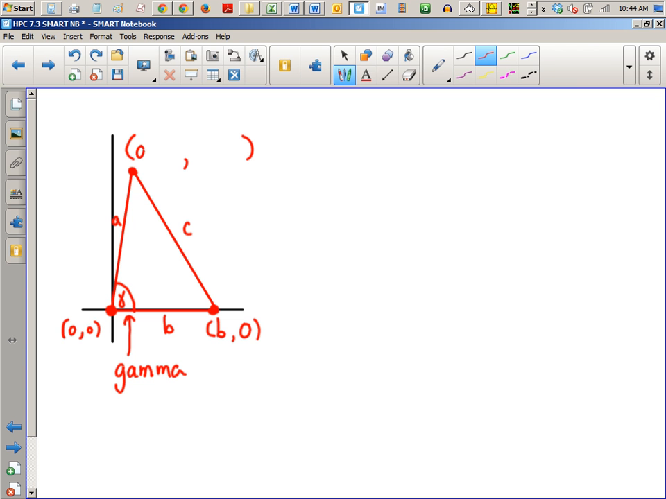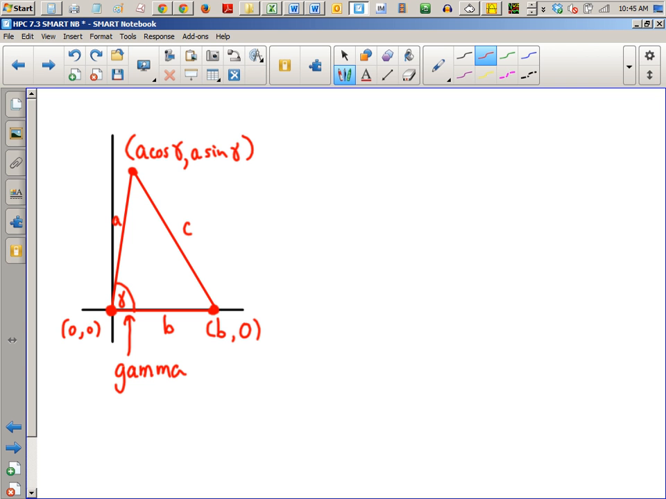So this is just A cosine gamma, A sine gamma. It's really important you know that coordinates on the xy plane can also be written as distance to the origin times cosine of the angle, comma, distance to the origin times sine of the angle. Super important for chapter 8 especially. Okay, really important. Now we have the coordinates of all 3 corners.